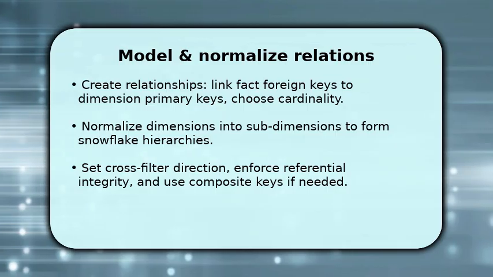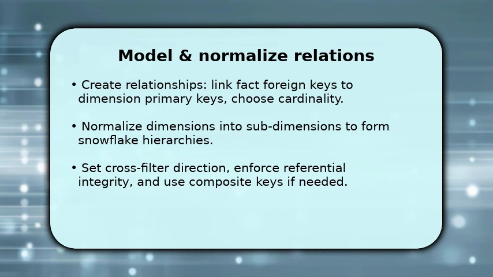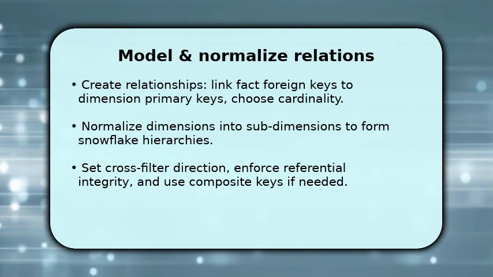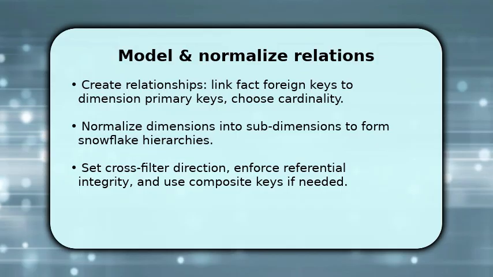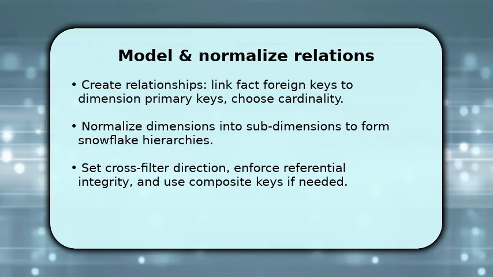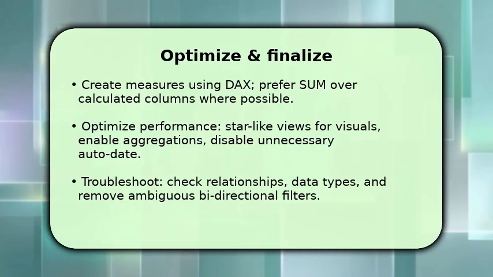Once done, set cross-filter directions deliberately and, where necessary, build composite keys using calculated columns so joins are deterministic. Make sure relationships are finished, then create DAX measures in the fact table and minimize calculated columns to boost performance. Measures compute at query time and keep the model lean.